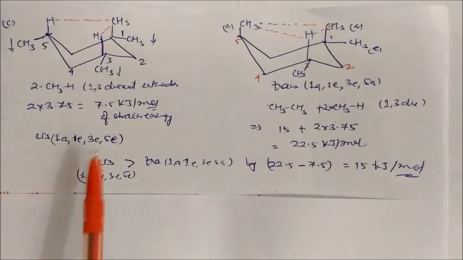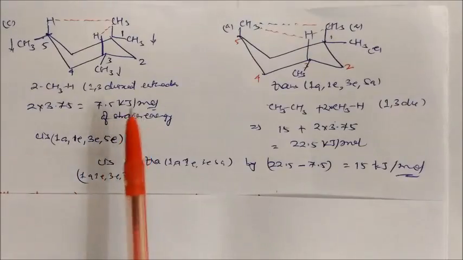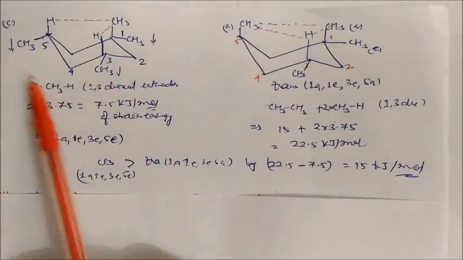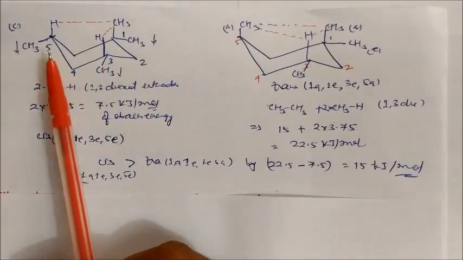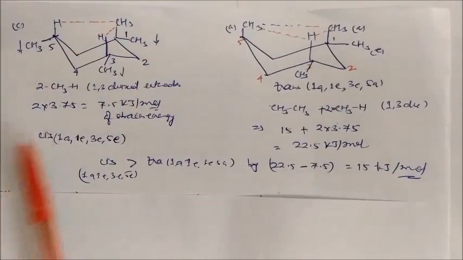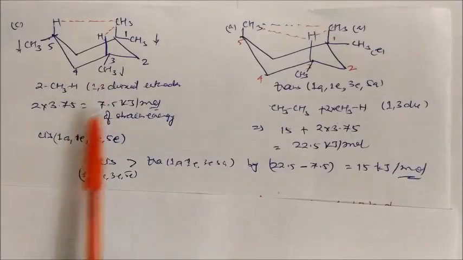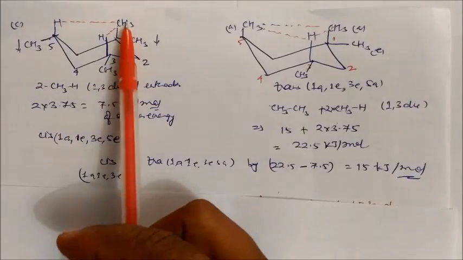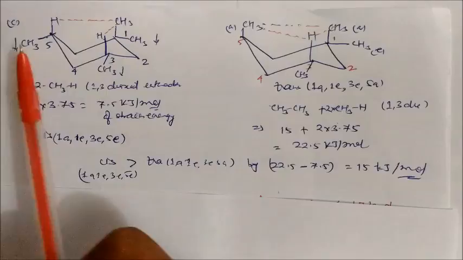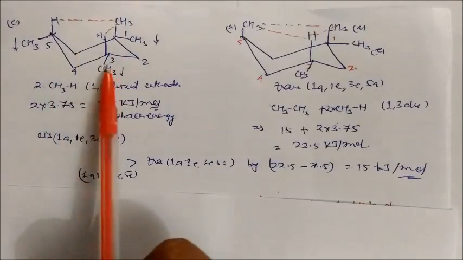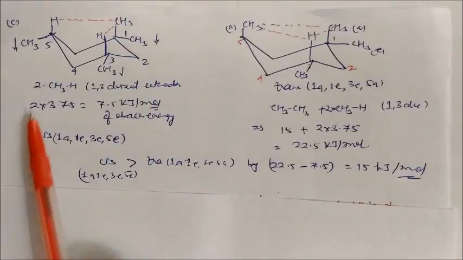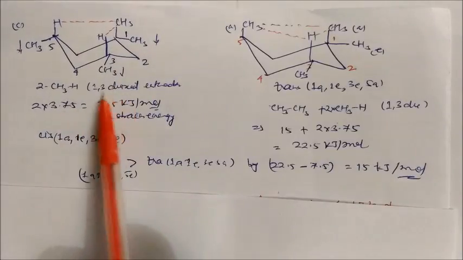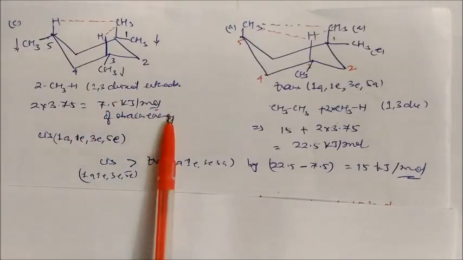So this is the third case: cis-trans 1,1,3,5-tetramethylcyclohexane. Calculate the diaxial interaction. This methyl is interacting with the 2 hydrogens. These 2 are equatorial, so no interaction. Again, the 3 is also at the equatorial position, no interaction. So total energy will be 2 into 3.75, which is 7.5 kilojoule per mole of strain energy.